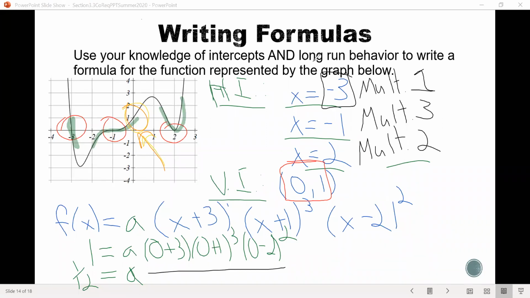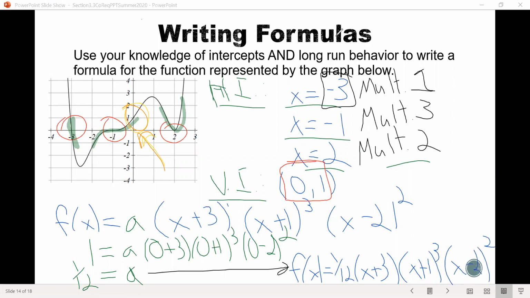And then once you have that, you can just plug that into your equation from above. And we would have that our equation here for f of x would be f of x equals 1/12 times (x plus 3) times (x plus 1) cubed times (x minus 2) squared. And that would be our answer.